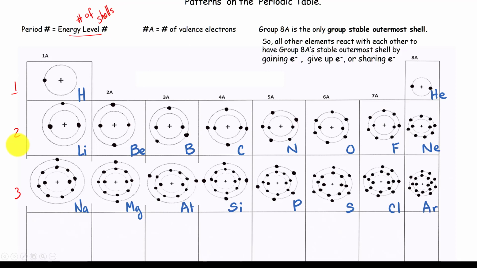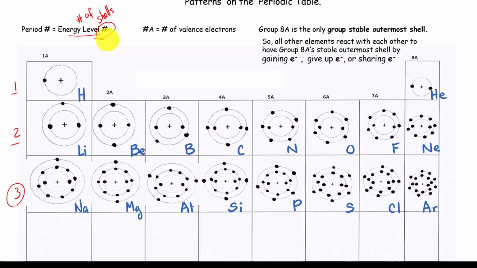And look at period 2. How many shells does it have? All of them have 2 shells. And then look at period 3. How many shells does it have? All of them have 3 shells. And so on. So basically, the period number represents the energy level number or the number of shells. So as you go down the periodic table, the energy level is getting higher. So the period number represents the energy level or the number of shells. So that's one pattern on the periodic table.